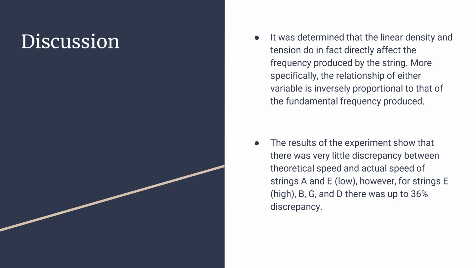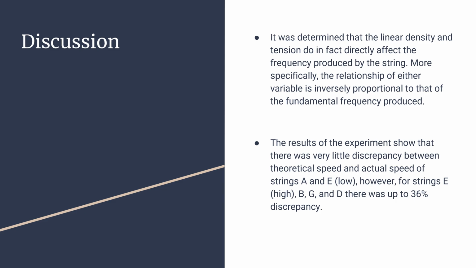In conclusion, it was determined that the linear density and tension do in fact directly affect the frequency produced by the string. More specifically, the relationship of either variable is inversely proportional to that of the fundamental frequency produced.